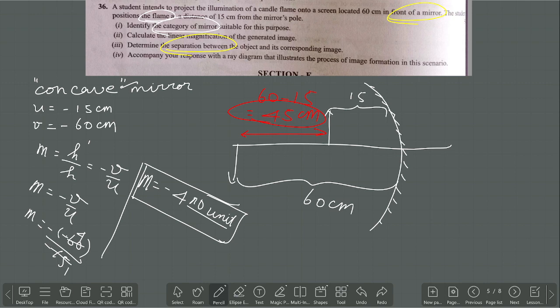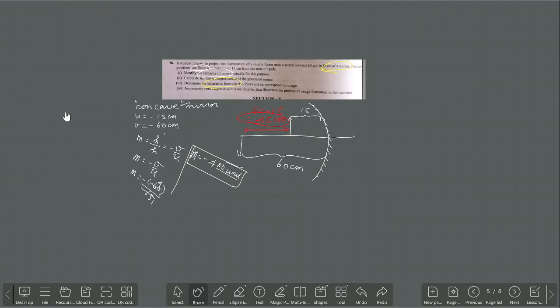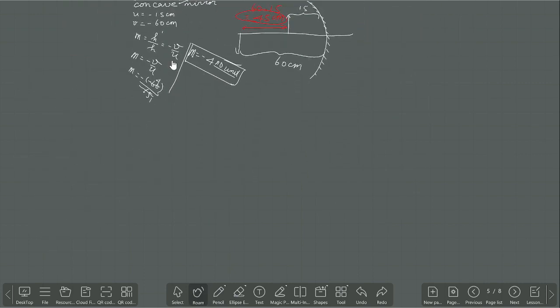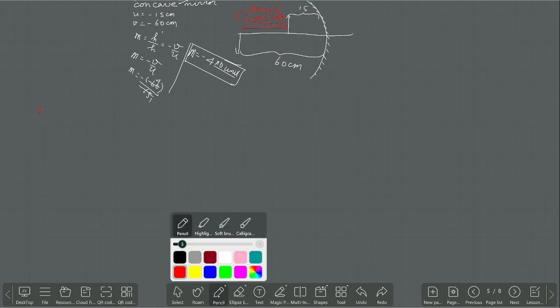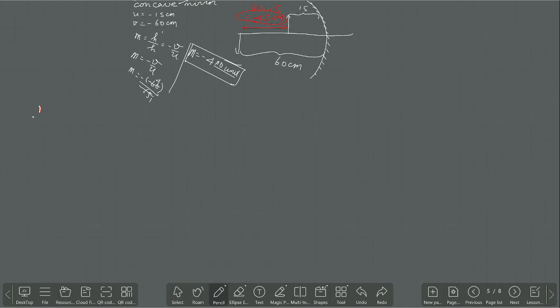Focus. Firstly, we need to identify the focal length. Let's use the mirror formula to calculate the focal length. Just remember about the object distance and image distance. So what is the formula? 1 by F is equal to 1 by V plus 1 by U.